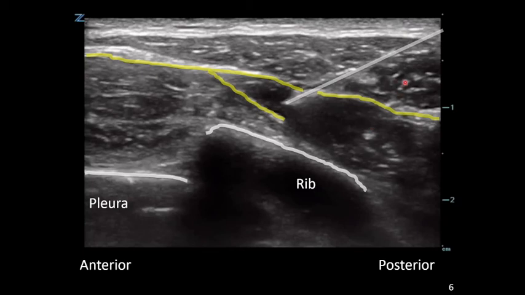Since the anesthetic needs to spread in all directions within the fascial plane, a large volume of 20 to 30 cc's of anesthetic is needed to achieve a good block with this technique.